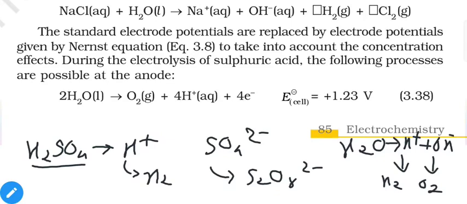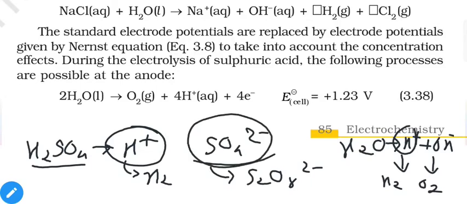So that means for the cathodic reaction we don't have any competition, because we have H plus from both of the sets. But for the anodic reaction we do have some competition. We have SO4 2 minus and OH minus. That means if SO4 2 minus participates in the reaction, then the product at the anode will be S2O8 2 minus, and if OH minus participates, then it is O2.